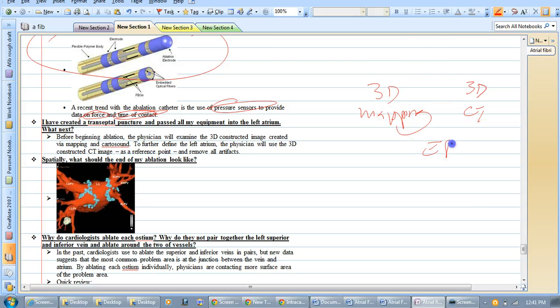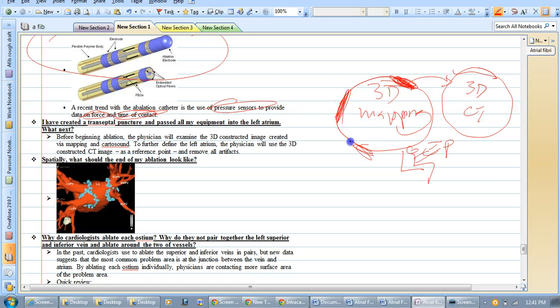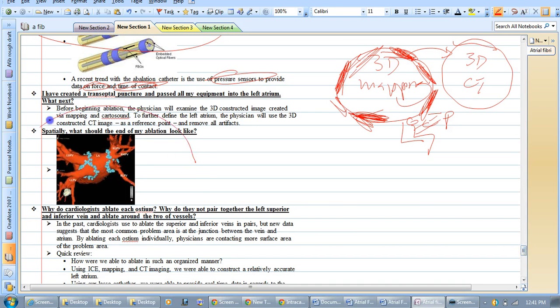So the EP will sit down in a nice comfy chair, and he or she is going to look at the 3D constructed CT image as well as the mapping. They're going to compare the mapping versus CT, and they're going to remove any artifacts from the left atrium, something that's not actually part of the left atrium, and we're going to be able to have a really nice image of what the left atrium looks like.